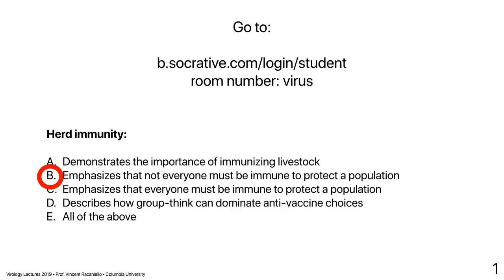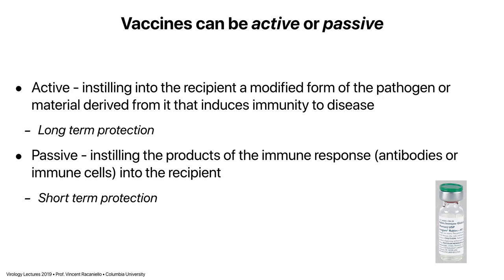So let's talk about the science of vaccines. There are two kinds in general that can be active or passive. Active, you give a modified form of the pathogen or something derived from it that doesn't make you sick, but induces immunity. It's an active vaccine because it is causing your immune system to respond. Passive gives you the products of the immune response, which in theory could be antibodies or immune cells, but right now we basically use antibodies as passive vaccines.